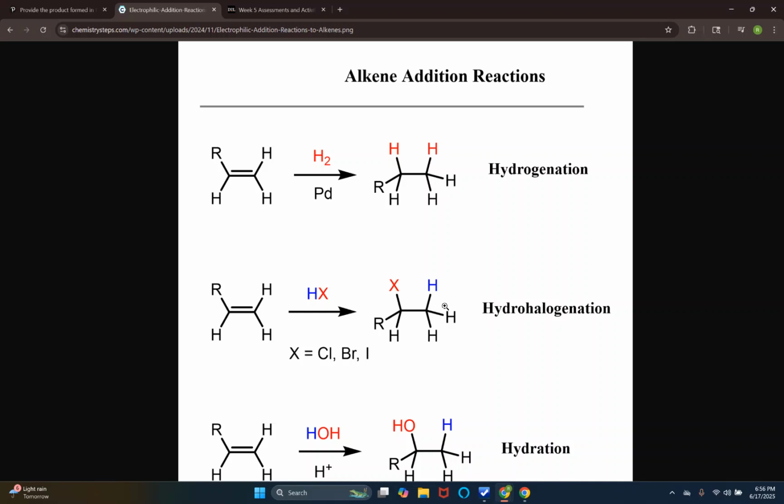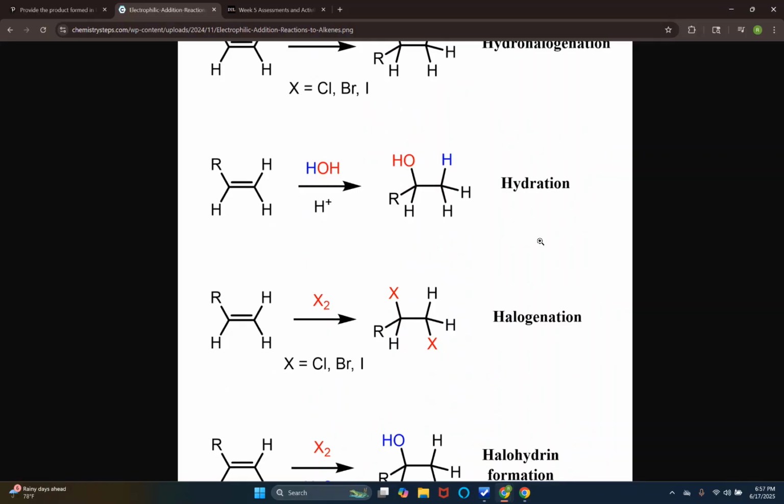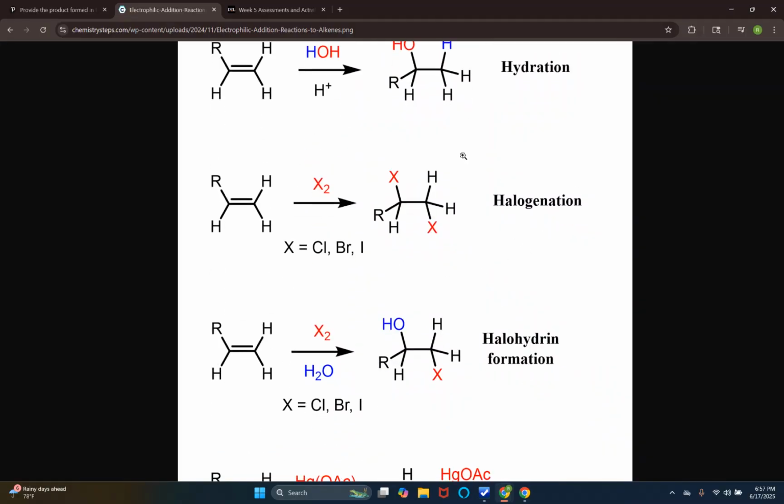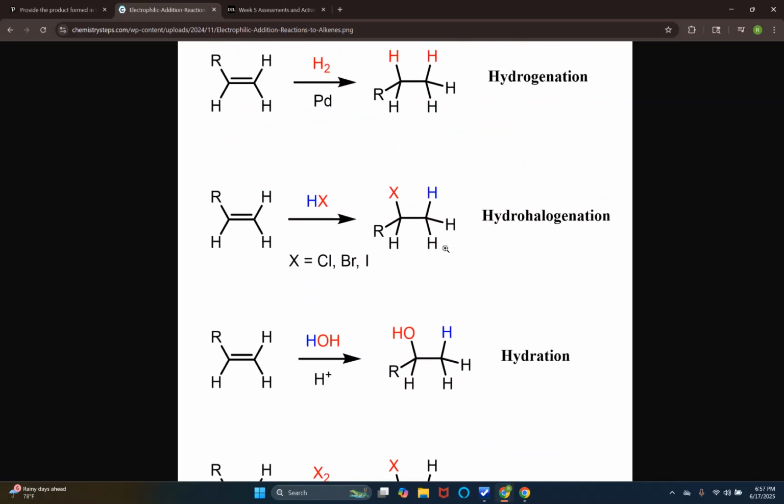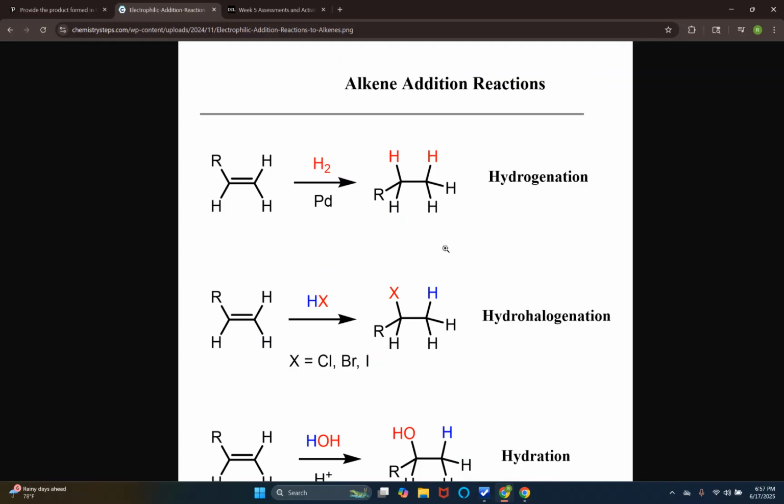Okay, so for my first contribution to the week 5 discussion, I want to talk about alkene addition reactions, which is really the meat and potatoes of what we're going over this week. And in particular, I'm going to be doing a problem that involves halogenation. But before I do that, I wanted to just recommend one of these summary sheets to you folks.